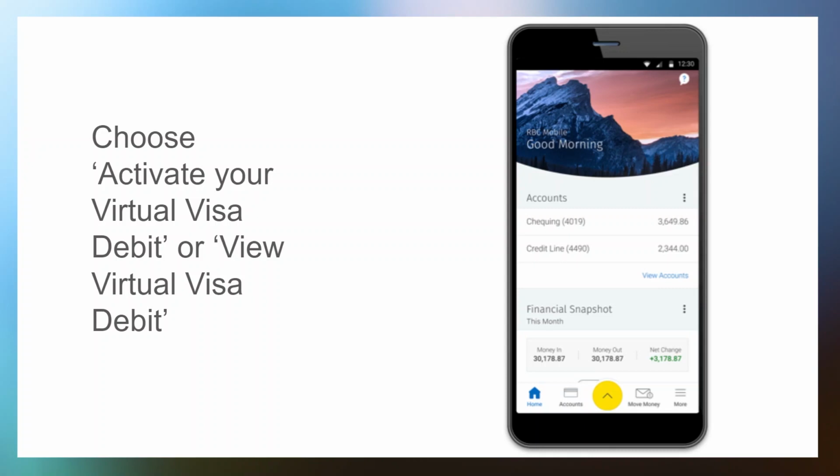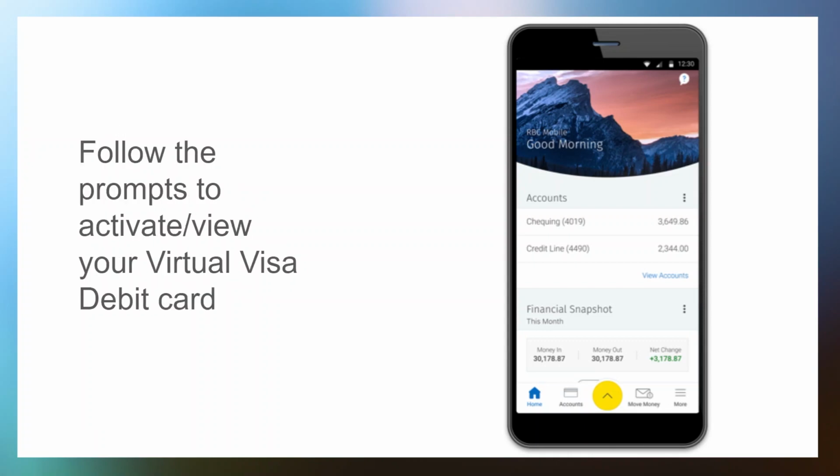If you haven't activated it yet, choose the activation option. If you want to see your Virtual Visa Debit details, select the View option. The app will guide you through the process of activating or viewing your Virtual Visa Debit card. Follow the prompts provided step by step to ensure successful completion.